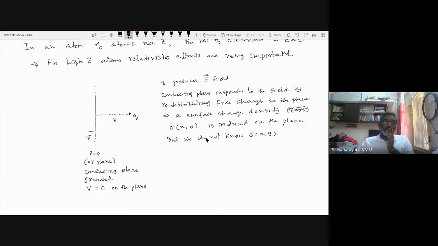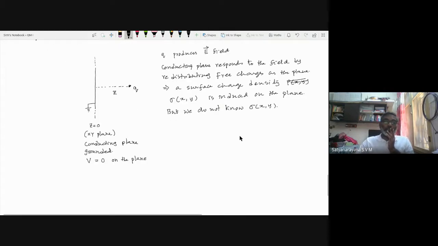But what we do is we try to intelligently use another problem, which is what we call an image problem. So we set up an image problem. In the image problem, let's say this is your origin, and at z I have a plus q, and at minus z I have a minus q. I don't have a plane anywhere here.